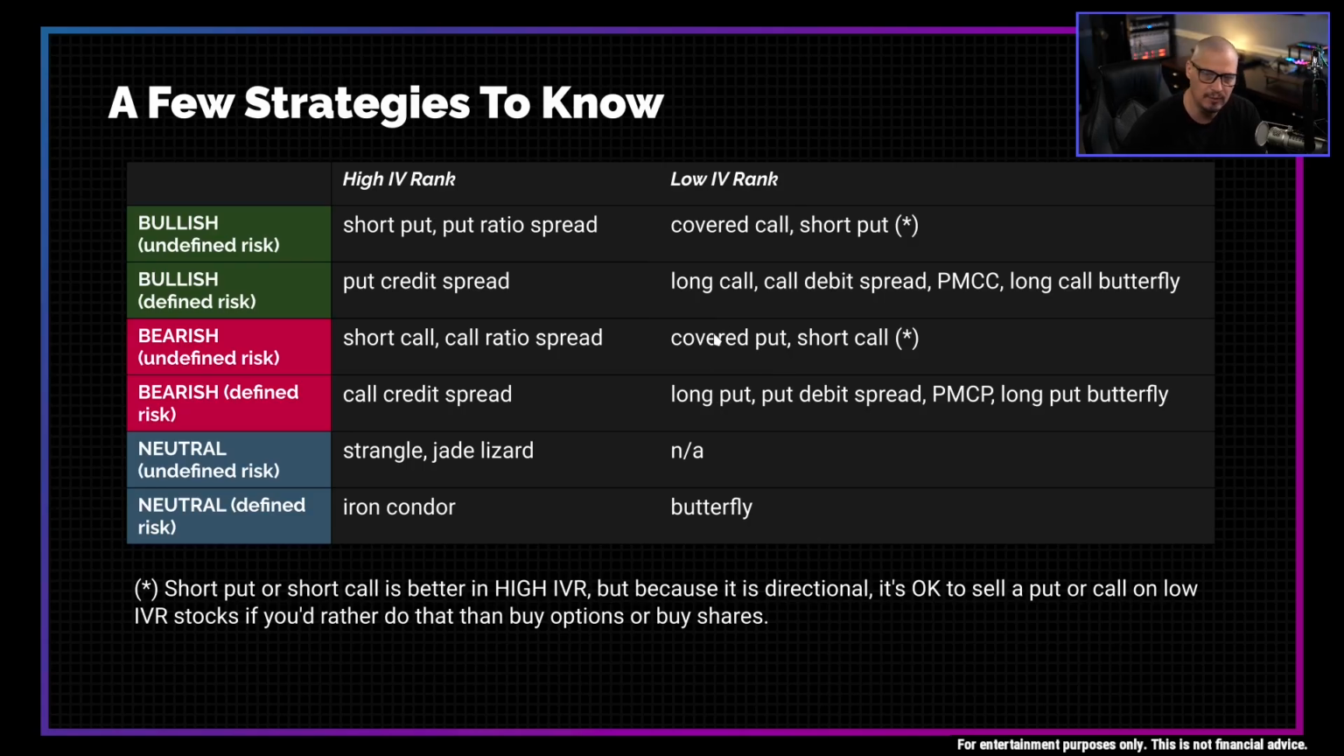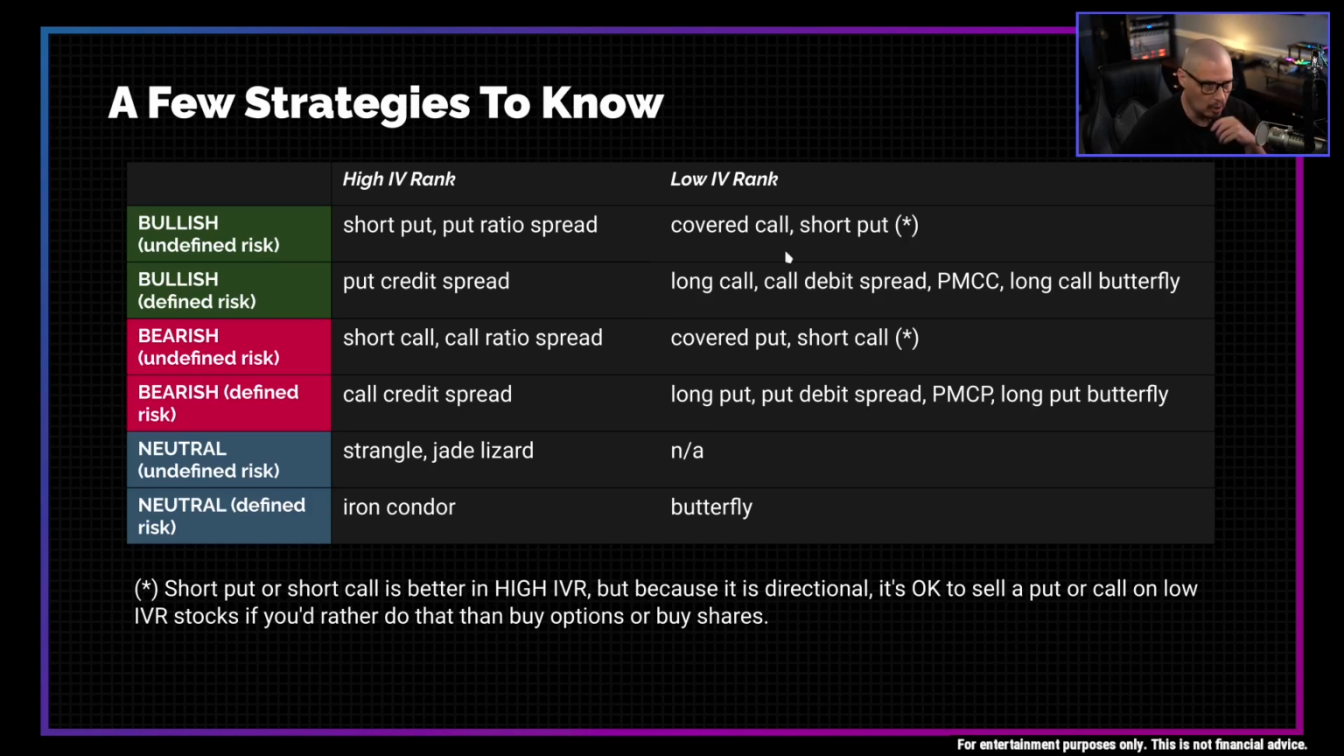Now, low IV rank, and we want to do bearish undefined risk. Well, instead of the covered call like we did if we were bullish, if we're bearish and want to do undefined risk, you could do a covered put where you are short 100 shares of stock and you sell a put against it. This is not a trade I typically do, but it's certainly something you could do if you choose to. And kind of like the short put, yeah, you can do it in low IV rank. It's not something I love, but it's certainly possible.